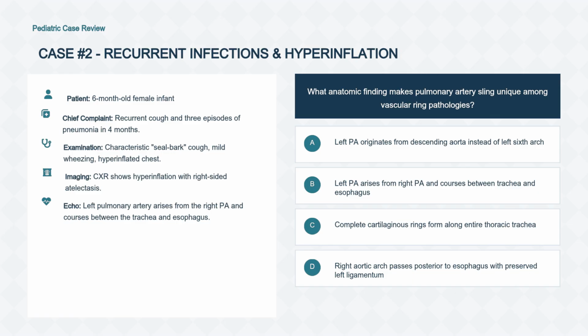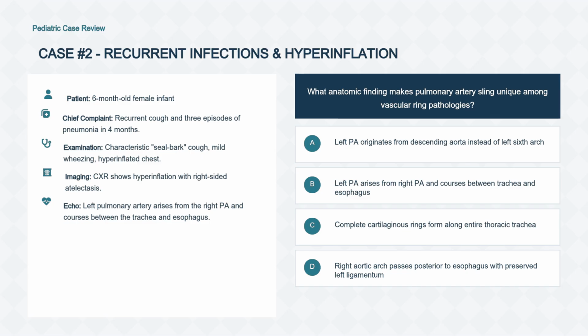Question 2. Recurrent infections and hyperinflation. A 6-month-old female infant presents with a recurrent cough and 3 episodes of pneumonia in 4 months. Examination reveals a seal-bark cough and hyperinflated chest. Echocardiogram shows the left pulmonary artery arising from the right pulmonary artery. What anatomic finding makes a pulmonary artery sling unique?